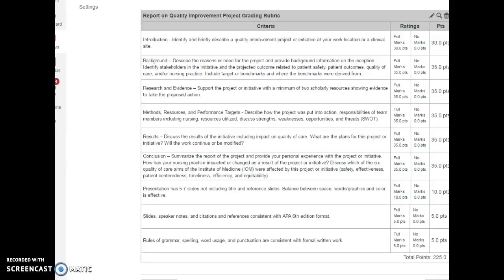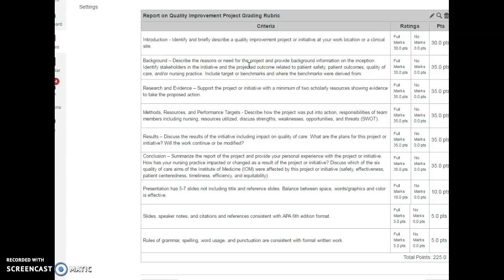The second step, this is a slide presentation. So you need 5 to 7 slides, not including your title and reference. So if you count, I think there's 1, 2, 3, 4, 5, 6. That's 6 slides right there. So you're going to have at least a minimum of 6 slides because you want this on each one of these on each separate slide. Describe the reason for the project.